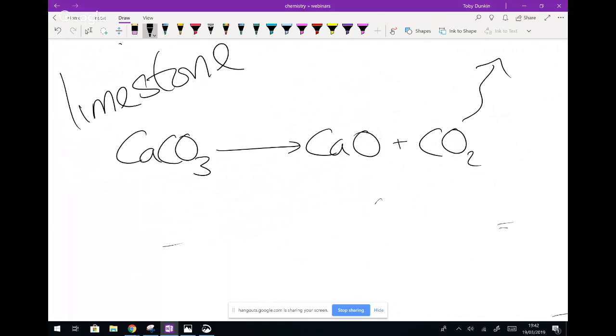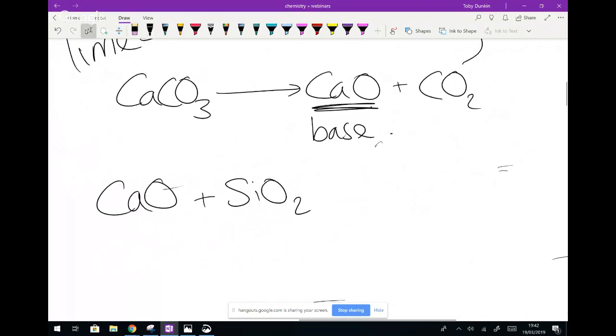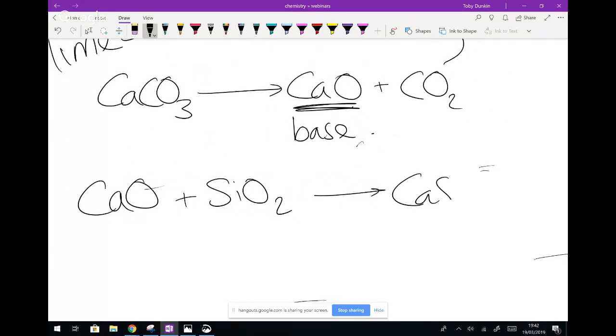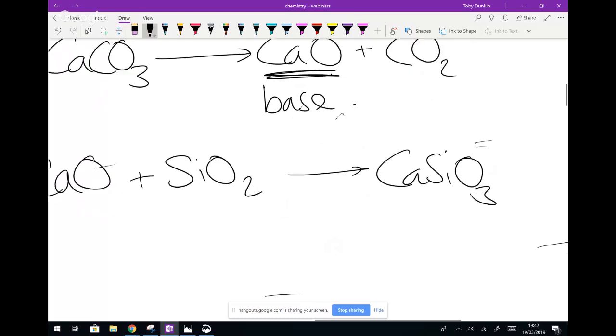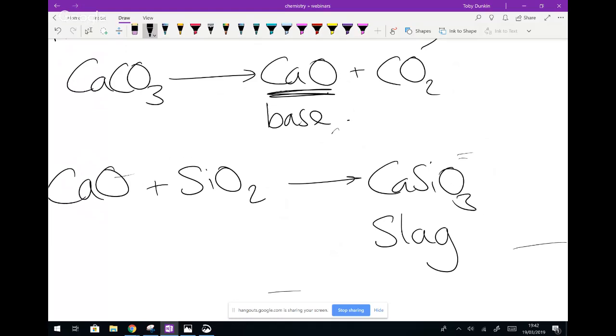Carbon dioxide escapes to the atmosphere. And you guys wonder why global warming is such a bad thing, because we're producing carbon dioxide in every single thing that we do. Now we've produced calcium oxide. And calcium oxide is a base. Now that base is going to react with acidic silicon dioxide to form calcium silicate. Its common name is slag. So this is a solid, and we produce liquid slag.